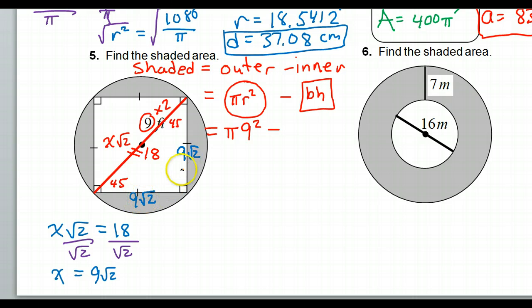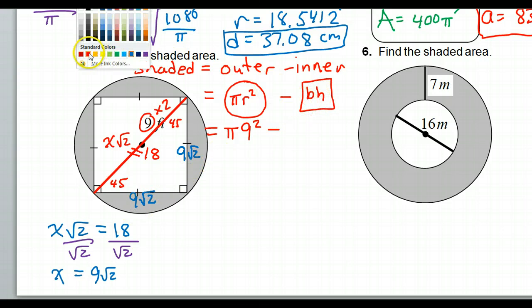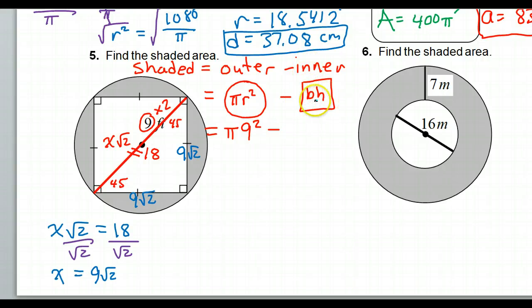Guess what? Now we know the base and the height. They're both 9 radical 2. So back to the problem, I wanted to do base times height to find the area of the square, and now I know it. So that's 9 radical 2 times 9 radical 2. Let's simplify this as much as possible. 9 squared is 81, so that's 81 pi minus 9 radical 2 times 9 radical 2.